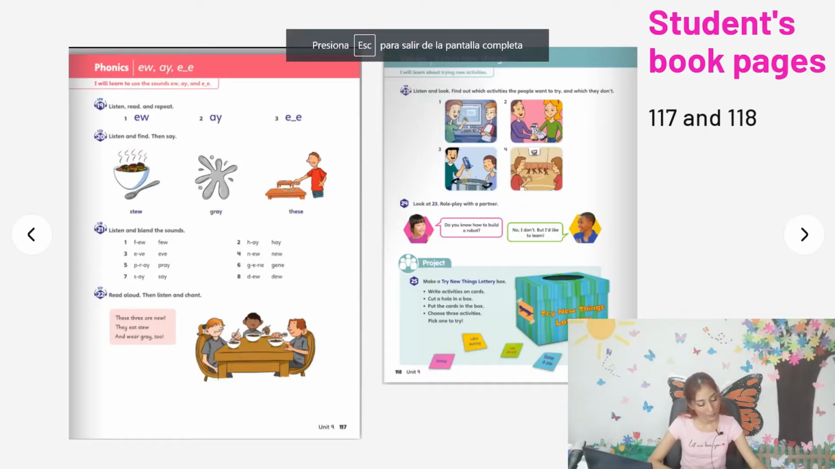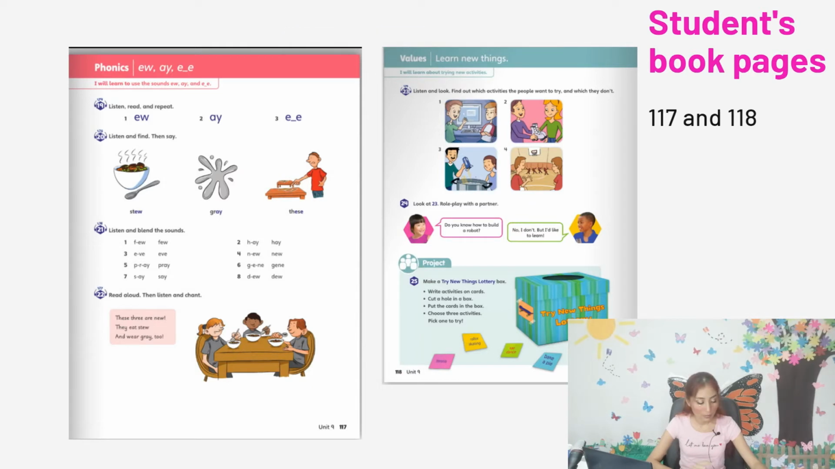Students' book, page 117, activity 20. Listen and find, then say. Ooh. Repeat. Ooh. Stew. Stew. E, E, these, these. A, A, gray.